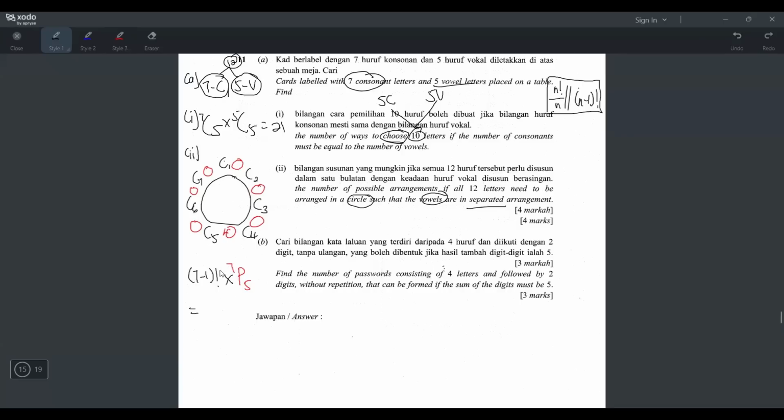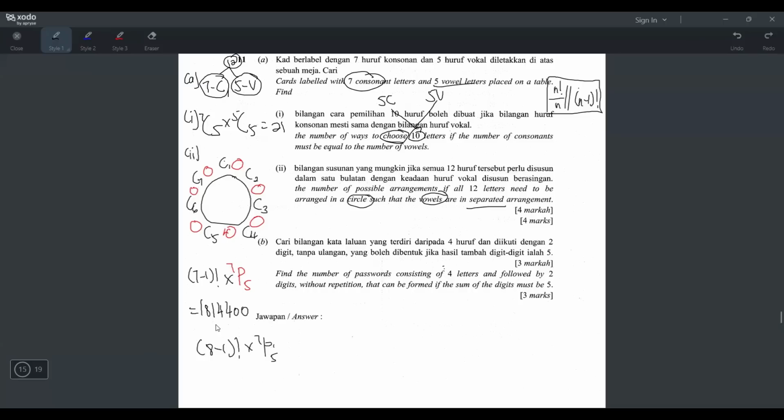And if you press this in your calculator, you will get the answer. So 6P6 times 7P5. So the answer is 1814400. I know the schema does it differently. Basically, the schema does it like this: 8 minus 1 factorial times 7P5, right?